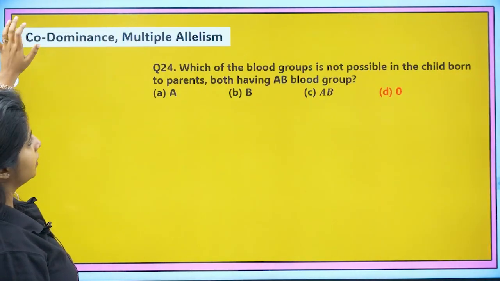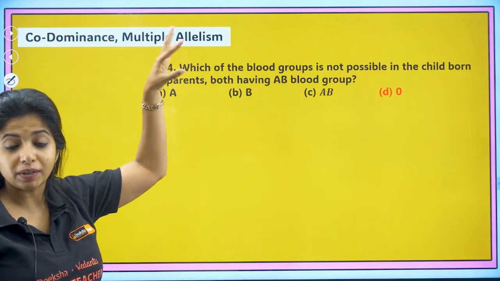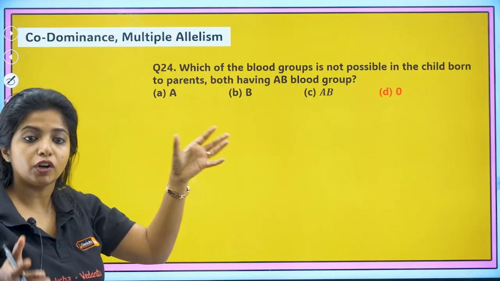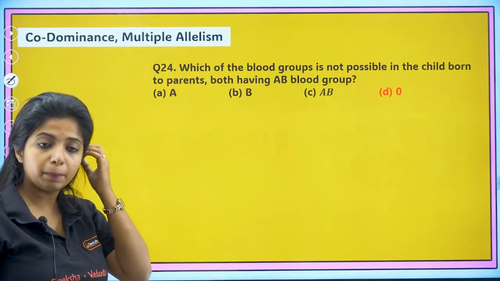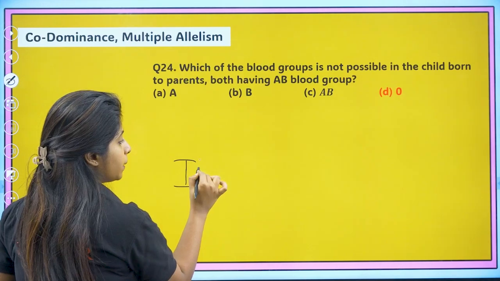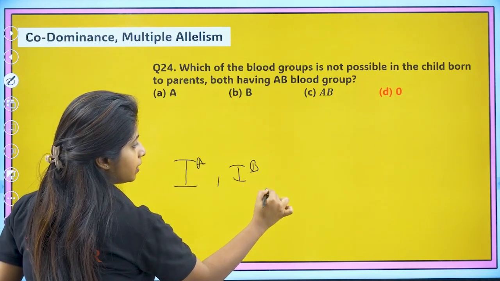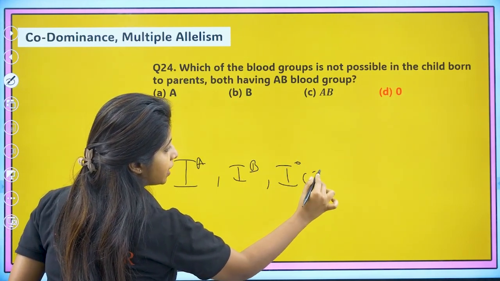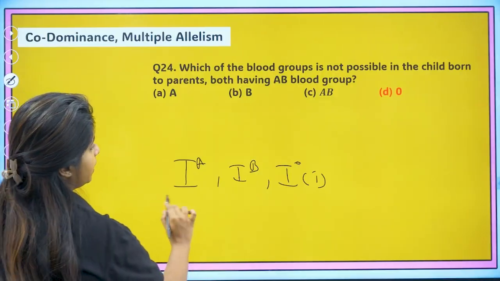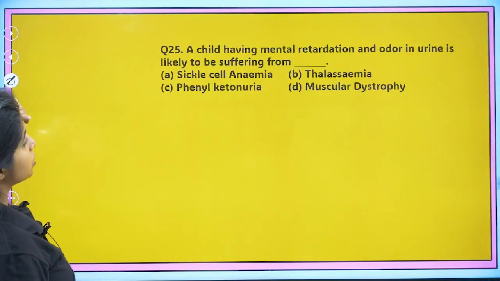Okay. This comes under codominance and multiple allelism. A and B both are codominant. It is also an example of multiple allelism. Why? Because one gene has multiple alleles, IA, IB and IO, or you also write it as small i. Okay, multiple alleles. Now going ahead, 25th question.